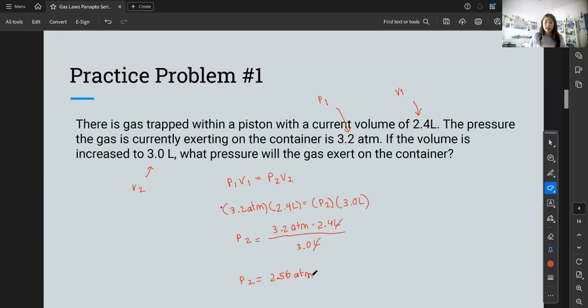atm. And one thing we can do to check our answer is look at the relationships. So our final volume is larger than our initial volume. There was an increase. So since pressure and volume are inversely related, we know that since the volume increases, the pressure is going to decrease. And 2.56 atm is indeed smaller than 3.2 atm.